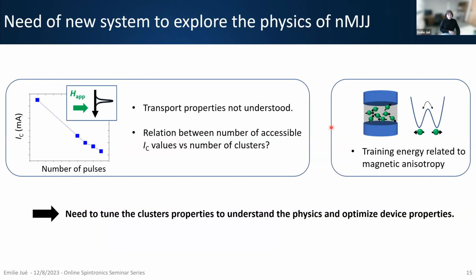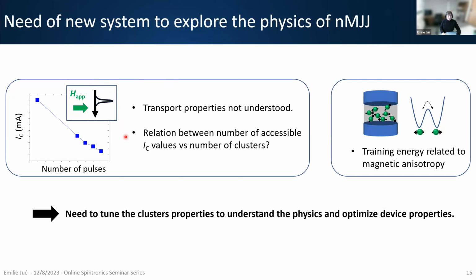Okay, so until now, I showed some results that are pretty promising for the nanoclustered magnetic Josephson junction. However, there are several points that we don't understand or that we would like to optimize. For example, I mentioned earlier that we don't understand the transport properties that allow us to reorient the magnetic clusters with the electrical spike, with the electrical pulses. So that's one thing that we would like to study.